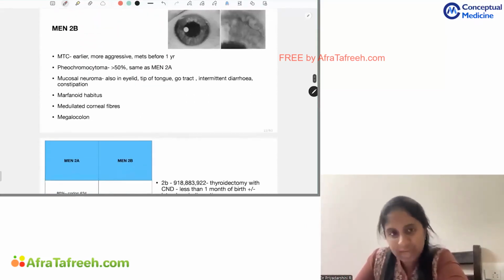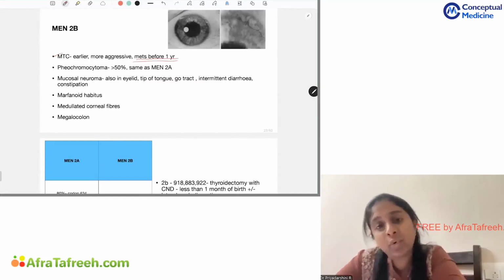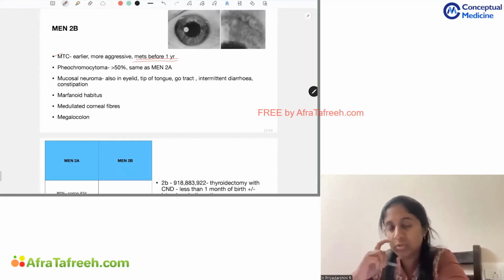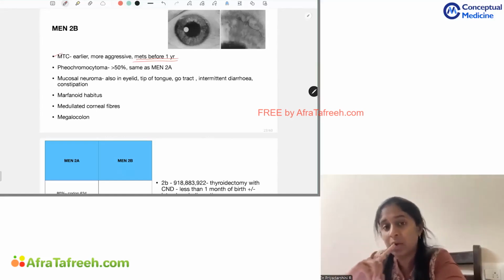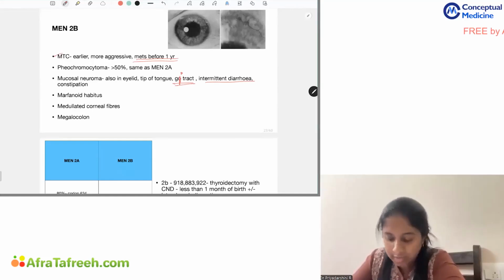This is about MEN 2B. I told you about the 6 Ms. So medullary thyroid cancer in MEN 2B would be more aggressive, and metastasis will start even before 1 year of birth. Okay, so pheochromocytoma again will be like in MEN2A, and mucosal neuroma would be there. So it could come in your eyelid, it could be coming in the tip of tongue or base of tongue or GI tract. And if it is in the GI tract, it's going to cause intermittent diarrhea and constipation. And marfanoid habitus would be there, medullated corneal fibers would be there, and megacolon would be there. Okay, so these are all the manifestations of MEN 2B syndrome.